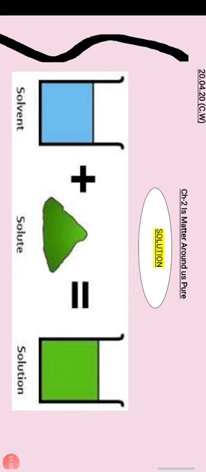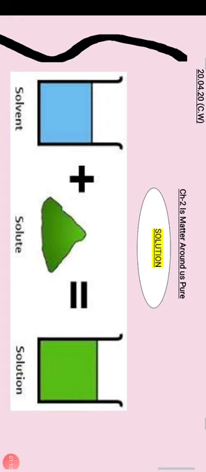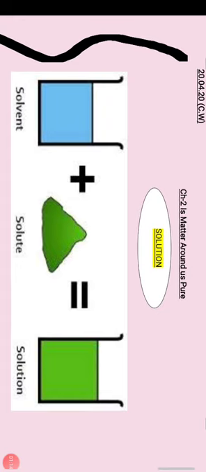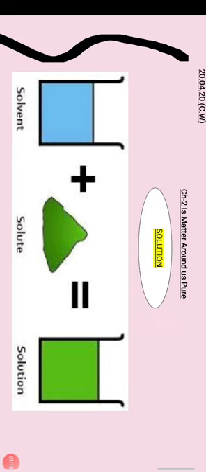When I am preparing a salt solution, my salt is my solute and the water is considered as a solvent, because solute dissolves into the water. So solute is NaCl, that is salt, and solvent is water, and these together constitute the solution.